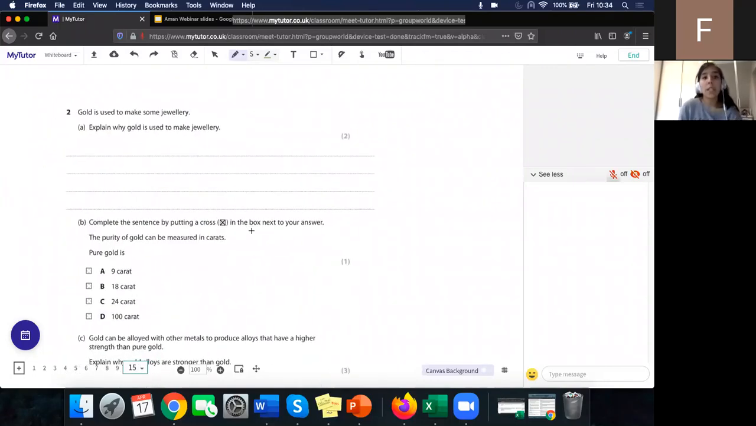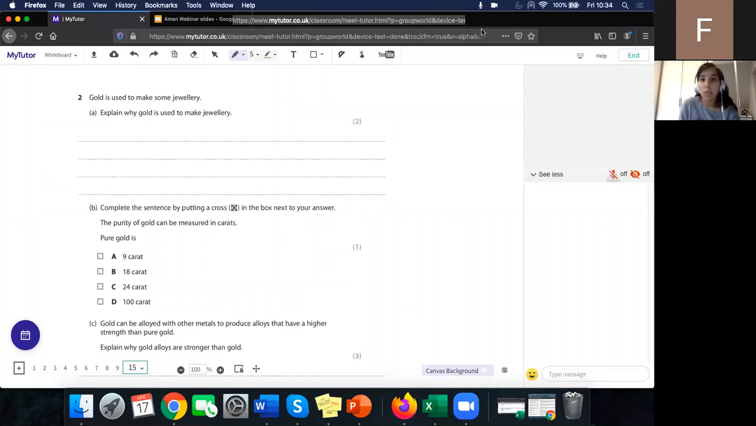Okay, gold is used to make some jewelry. Explain why gold is used to make jewelry. It's shiny, excellent. It's not hard. So the person that said it's hard, it's not hard. Gold is actually quite a soft metal. It's unreactive, excellent. So remember, it doesn't react with oxygen, so it doesn't rust or corrode. It's soft, yeah, excellent. All really good answers. It stays shiny, and that's because it's unreactive, so it doesn't react with oxygen. It's easy to mold, really good. It does have a high melting and boiling point, so it's not easy to heat.